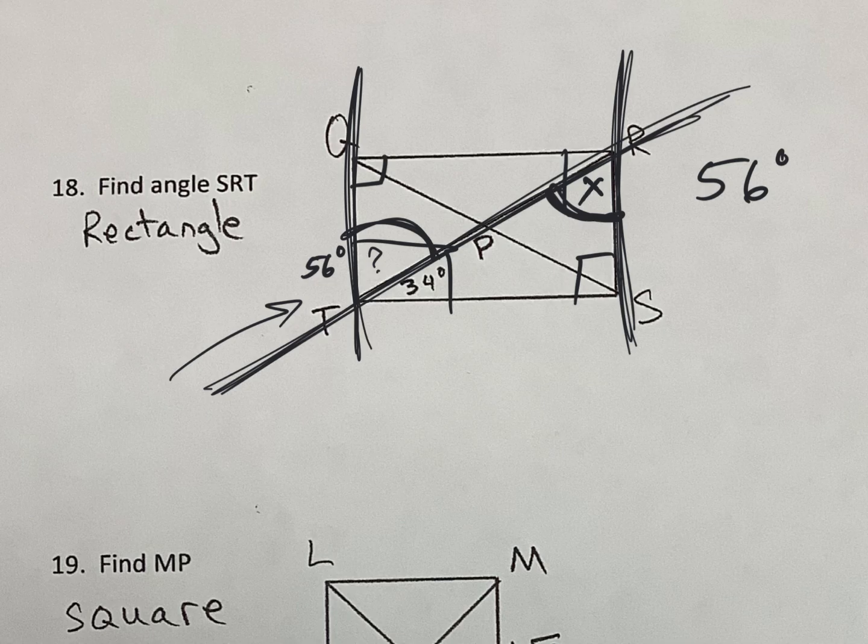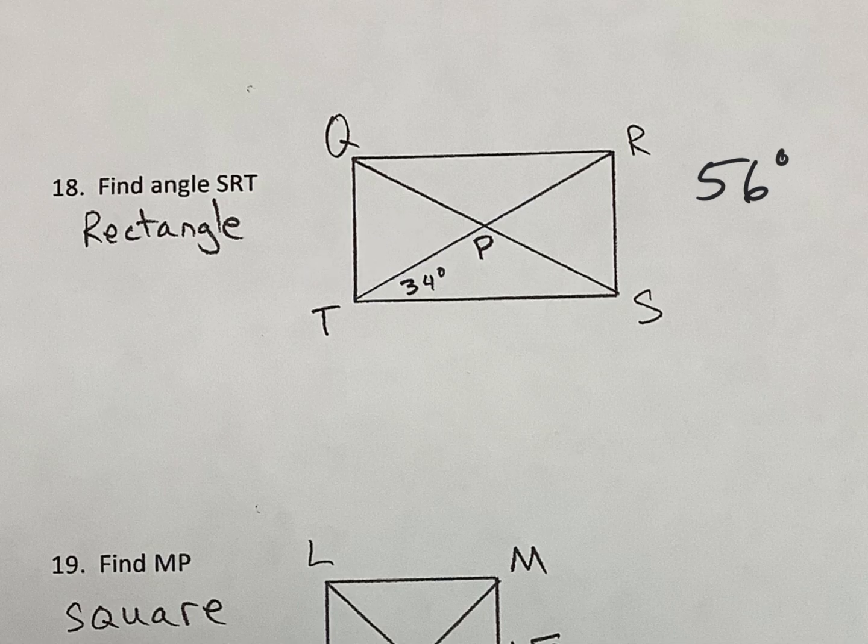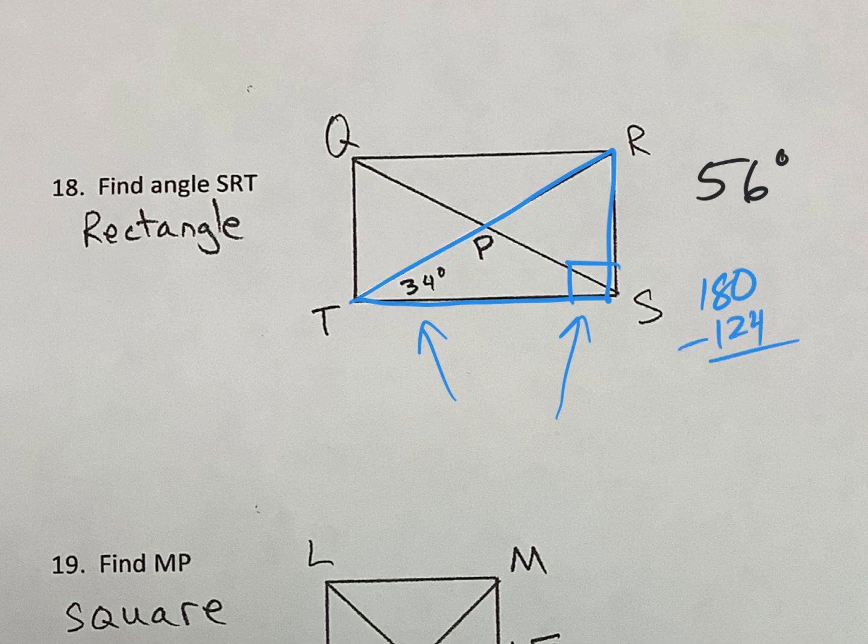The other way to do that, there's another way, is that you have this right triangle here. Can you even see that? It's hard to see on that. It's blue on the screen. 180 degrees in a triangle. Well, you have 90 there and 34 there. 90 and 34 is 124. If there's 180 degrees in a triangle, 180 minus 124 gives you 56 degrees. There's different ways of finding your angles, okay?